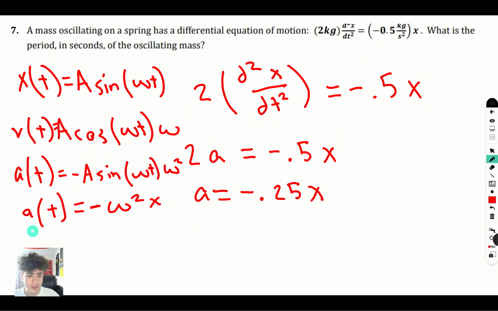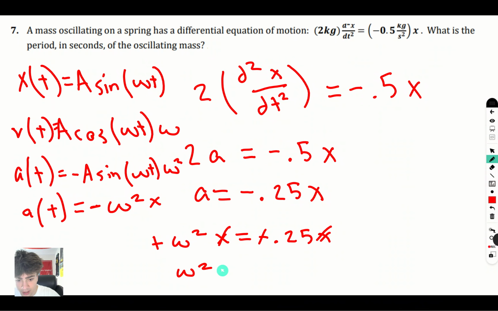And from here we see that we have pretty similar formulas when we took a look at these two. So let's set them equal to each other. We get that negative omega squared x is equal to negative 0.25 x. We can cancel out the x, cancel out the negative, and we'll get that omega squared is equal to 0.25.